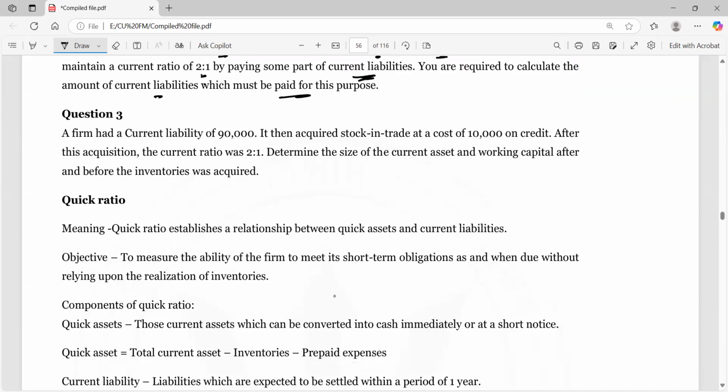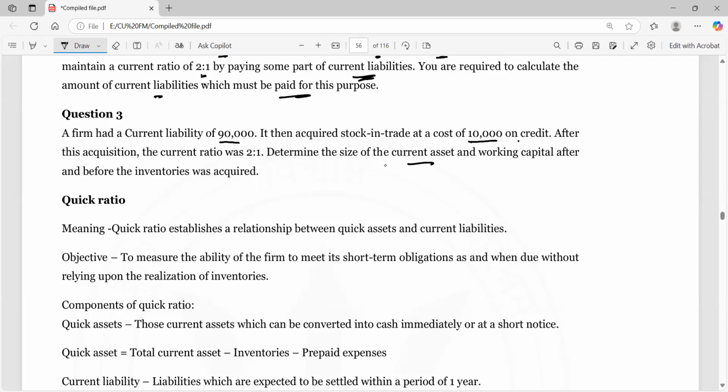Next question number 3. Listen, a firm had a current liability of 90,000. It then acquired stock in trade at a cost of 10,000 on credit. So what is this 10,000 basically? Stock in trade is nothing but inventory. You are purchasing this inventory on a credit basis or on a cash basis? Credit basis. So it will increase your current asset as well as your current liabilities. After this acquisition, current ratio was 2 is to 1. Determine the size of the current asset.